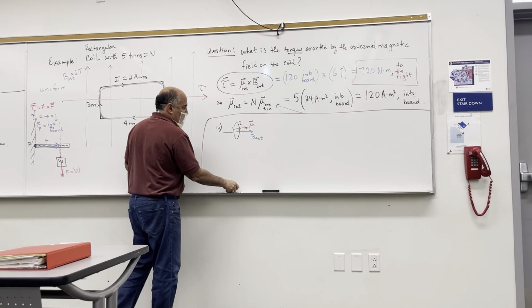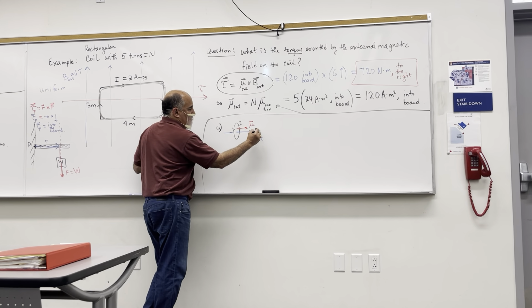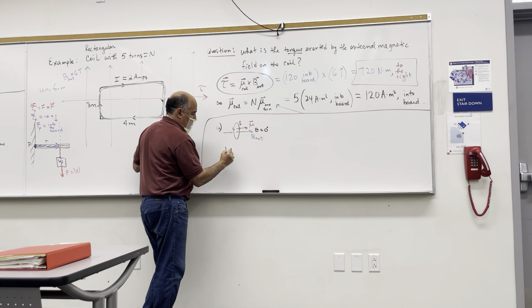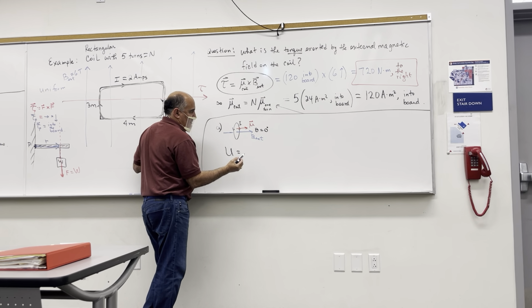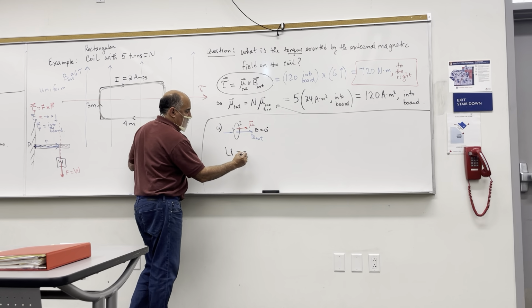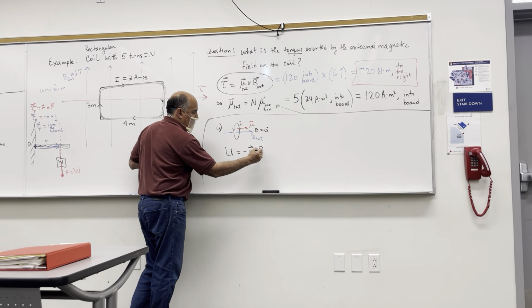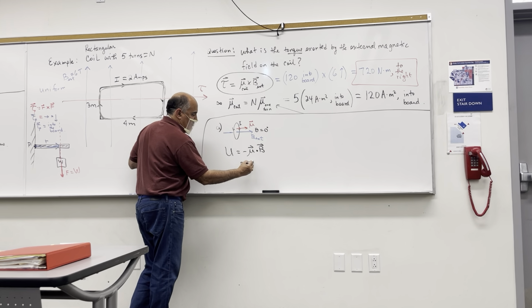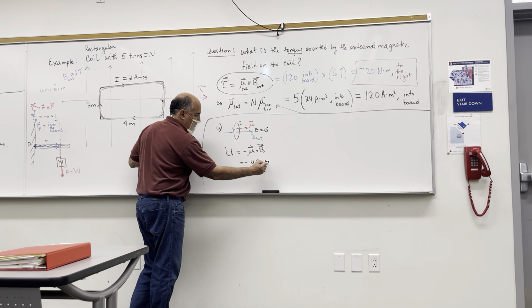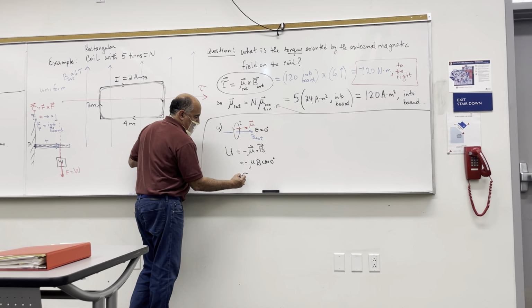And notice that the angle between these two vectors is 0 degrees, so the magnetic energy is minus mu dot B, which would be minus mu times B times the cosine of 0 degrees. And this is just going to be minus mu B in this case.